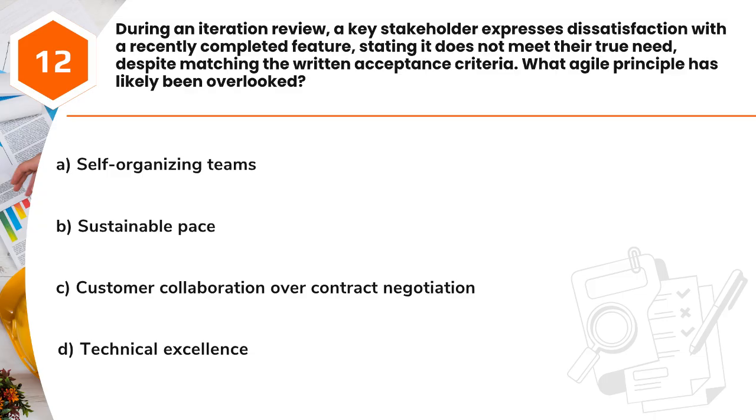Question 12. During an iteration review, a key stakeholder expresses dissatisfaction with a recently completed feature, stating it does not meet their true need, despite matching the written acceptance criteria. What agile principle has likely been overlooked? A. Self-organizing teams. B. Sustainable pace. C. Customer collaboration over contract negotiation. D. Technical excellence.